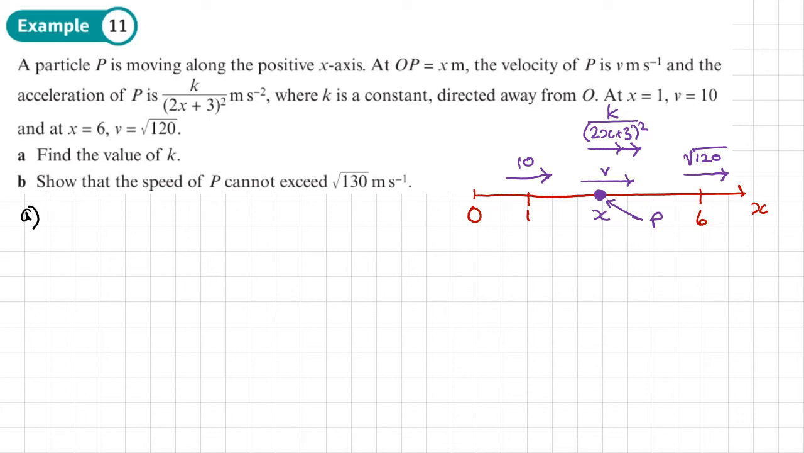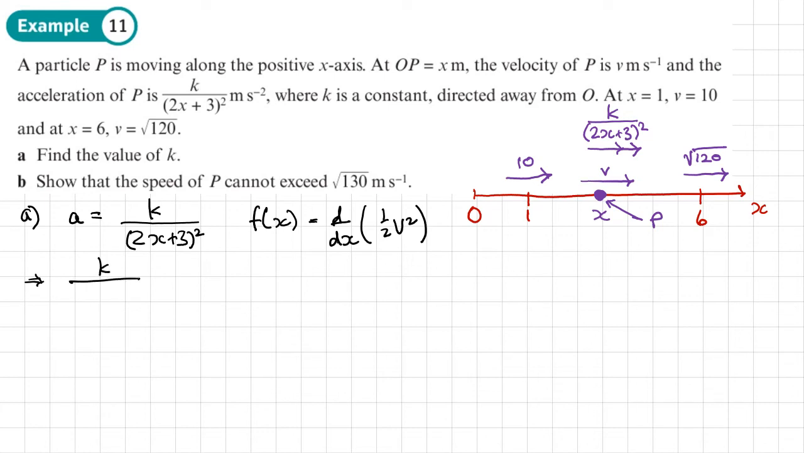So in part A, first thing we need to do is to find the value of k. Now let's write down our acceleration, which is k over (2x plus 3) all squared. Now it's directed away from O, so it's going to be positive. Then we have f of x is equal to d/dx of half v squared. We'll substitute in our information. So f of x is k over (2x plus 3) all squared, and that's equal to d/dx of half v squared.